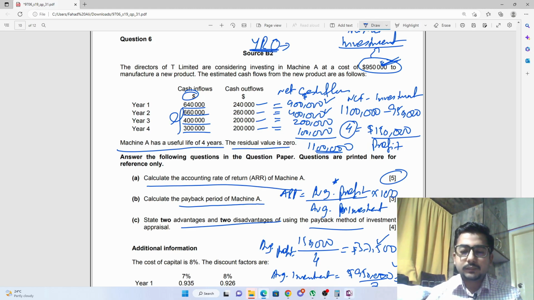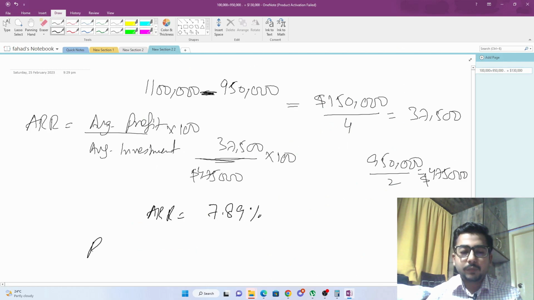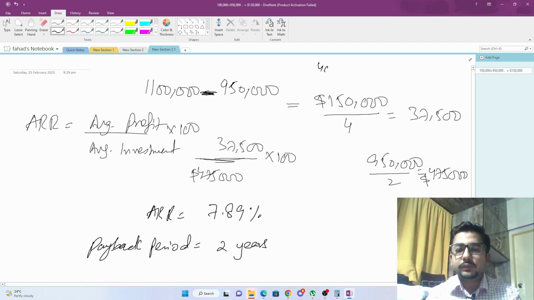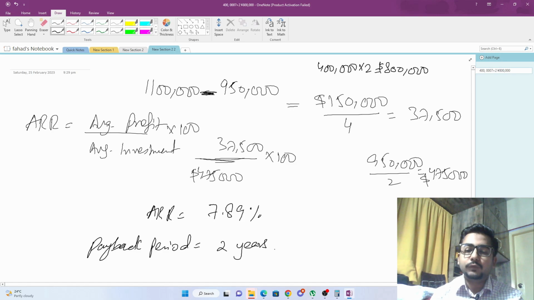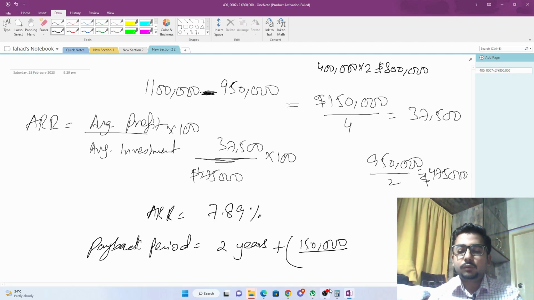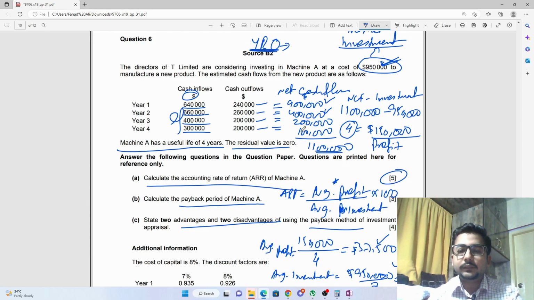Okay, so I'll write down in front of you, payback period is equal to 2 years for sure, because 9,50,000 investment is there, and the initial 2 years are giving us 4 lakh each. So 4 lakh into 2, the initial 2 years give us a net cash flow of $8 lakh. So 2 years are for sure, plus the remaining amount. I'll put brackets. The remaining amount is 1,50,000 divided by the total amount of the third year. The third year we are getting $2 lakh.